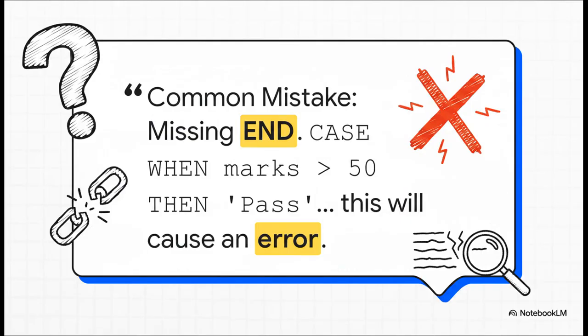Let's talk about the number one mistake, and I mean everyone makes this when they're starting out. You write this perfect logic, all your WHENs and THENs are beautiful, you hit run, and it breaks. Why? I can almost guarantee it's because you forgot to tell SQL where your logic block stops.